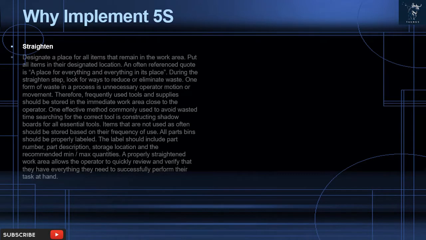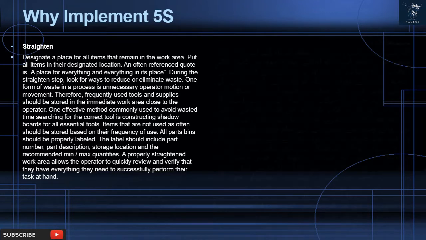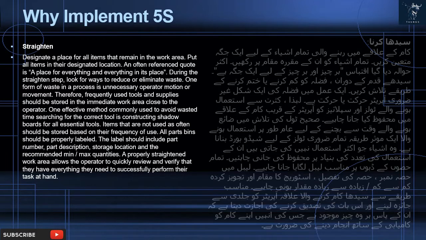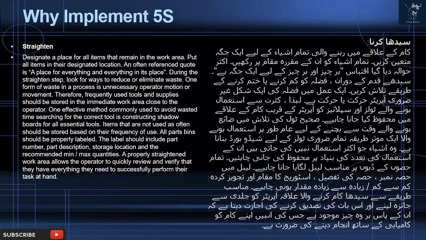One effective method commonly used to avoid wasted time searching for the correct tool is constructing shadow boards for all essential tools. Items that are not used as often should be stored based on their frequency of use. All parts bins should be properly labeled. The label should include part number, part description, storage location, and the recommended min-max quantities. A properly straightened work area allows the operator to quickly review and verify that they have everything they need to successfully perform their task at hand.